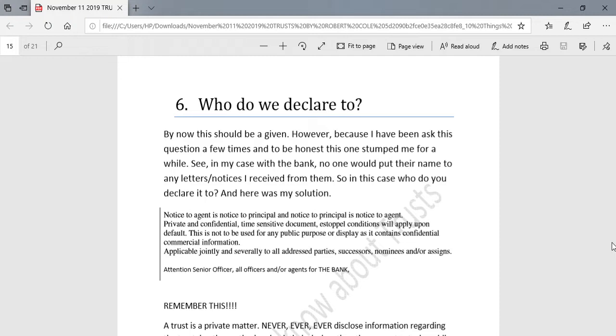Notice to agent, notice to principal, and notice to principal is notice to agent. Private and confidential. Time-sensitive document. Estoppel conditions will apply upon default. This is not to be used for any public purpose or display as it contains confidential commercial information. Applicable jointly and severally to all addressed parties, successors, nominees, and/or assigns. Attention, senior officer, all officers, and/or agents for the bank.